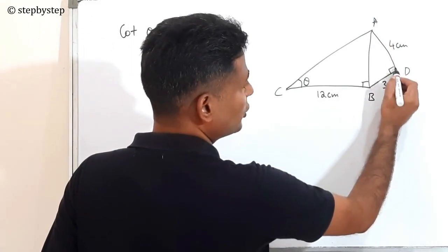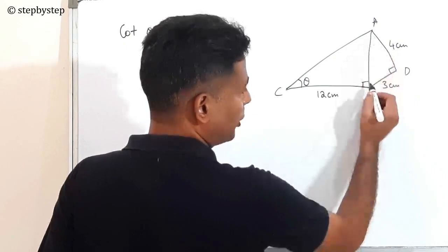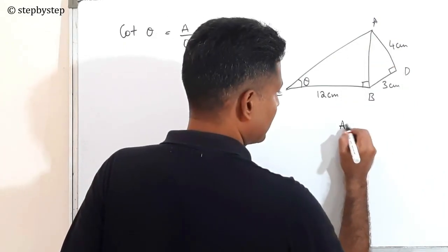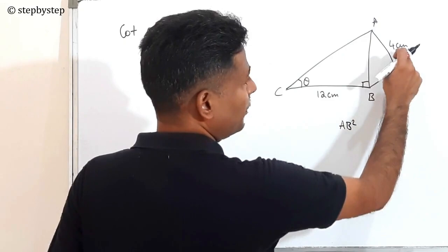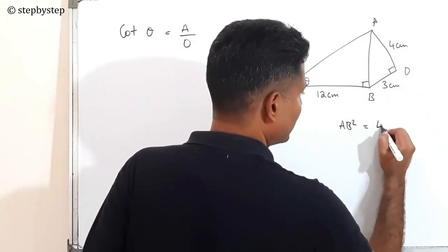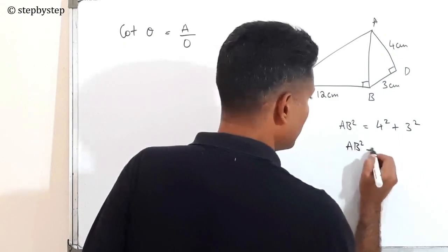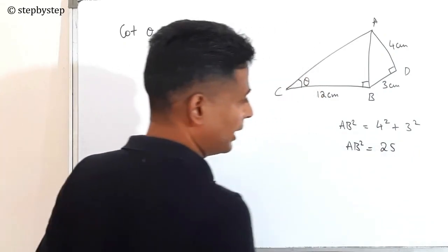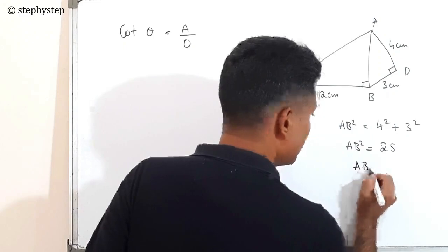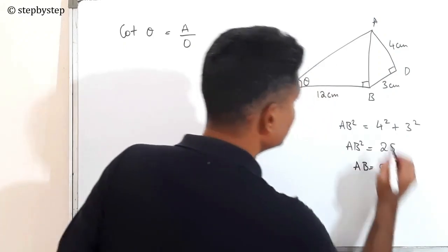If you see, this is also a right angle triangle and this is the hypotenuse. So AB square will be equal to this square plus this square. So 4 square plus 3 square. So we get AB square equal to 16 plus 9, 25. So AB will be root of 25, that is 5 centimeter.